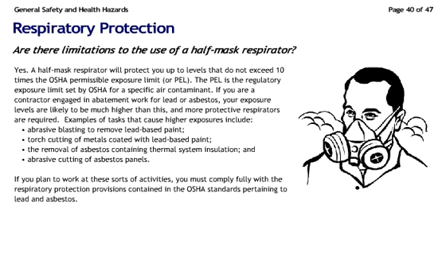If you are a contractor engaged in abatement work for lead or asbestos, your exposure levels are likely to be much higher than this, and more protective respirators are required. Examples of tasks that cause higher exposures include abrasive blasting to remove lead-based paint, torch cutting of metals coated with lead-based paint, the removal of asbestos-containing thermal system insulation, and abrasive cutting of asbestos panels. If you plan to work at these sorts of activities, you must comply fully with the respiratory protection provisions contained in the OSHA standards pertaining to lead and asbestos.